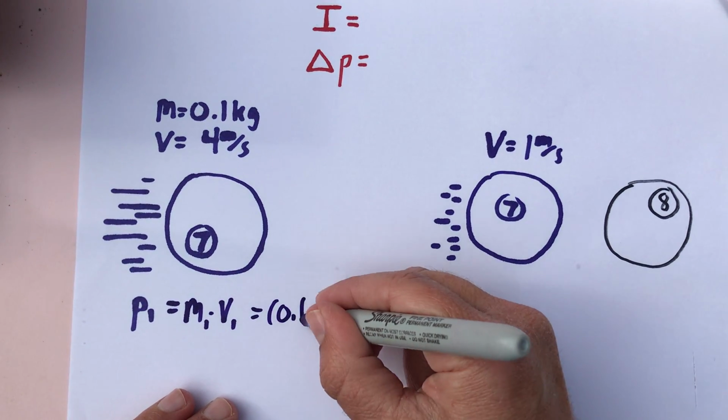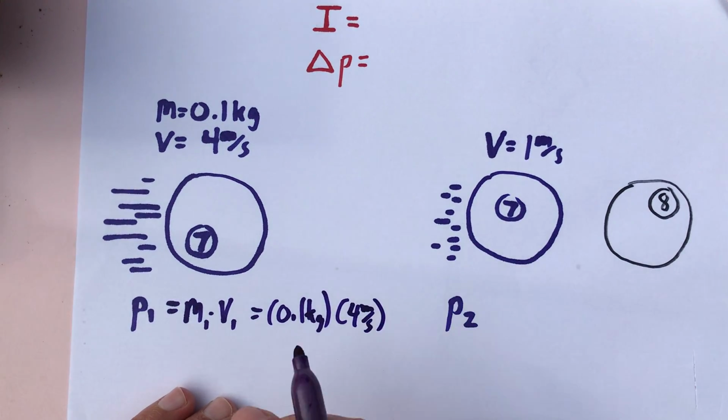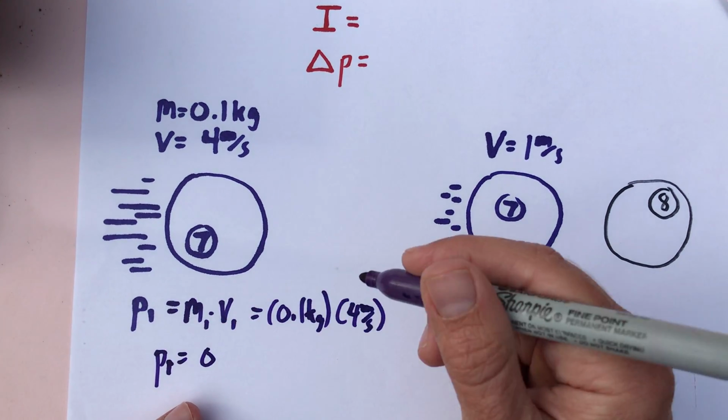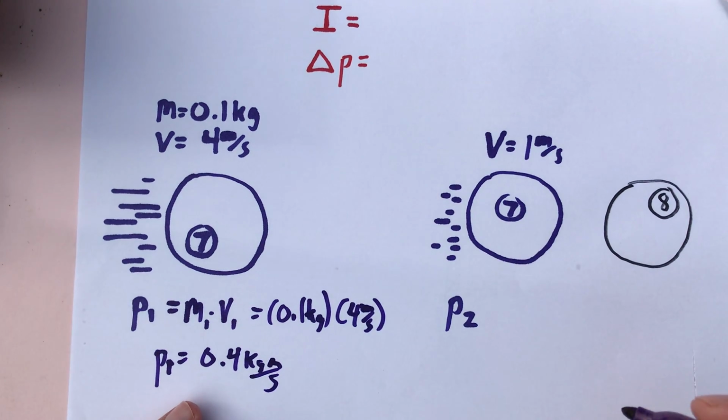Its mass is 0.1 kilograms. Its velocity is 4 meters per second. So when we multiply those two, we get that its first momentum is 0.4 kilogram meters per second.